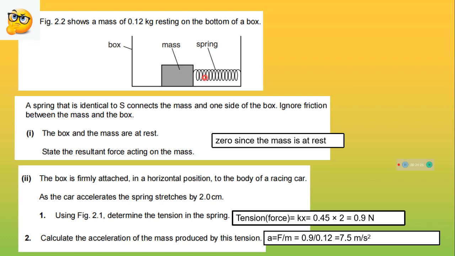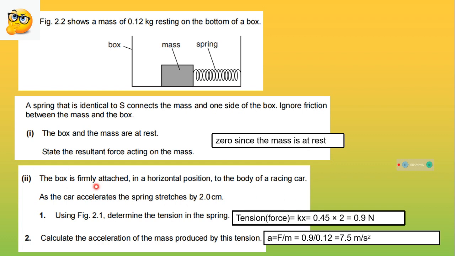This figure shows a mass of 0.12 kg resting on the bottom of a box. Now a spring that is identical to S connects the mass and one side of the box. Ignore friction between the mass and the box. The box and the mass are at rest. State the resulting force. So definitely the force is 0 since the mass is at rest.